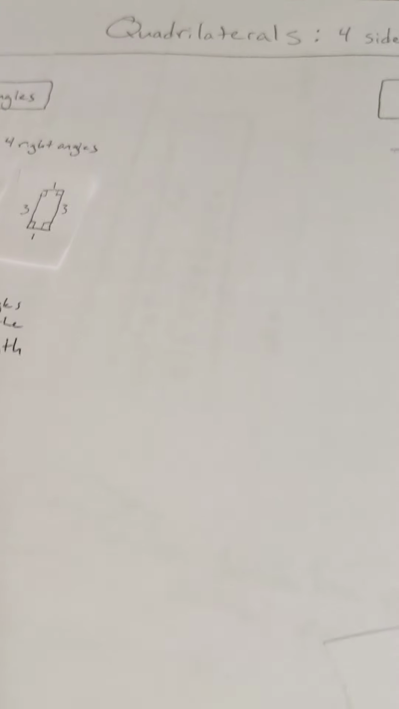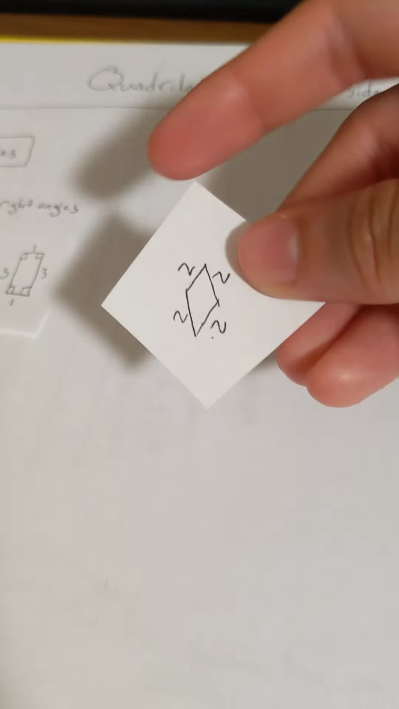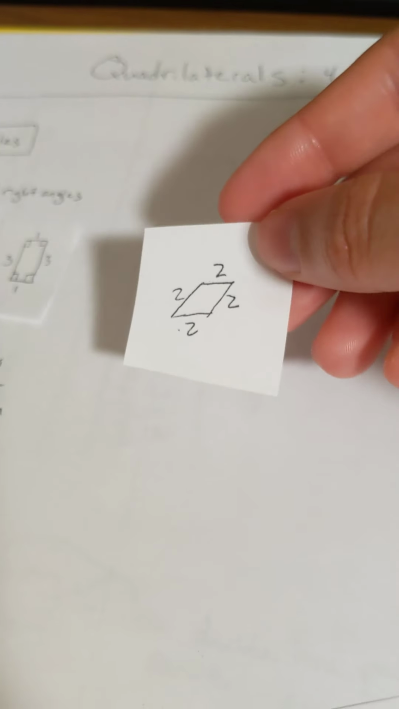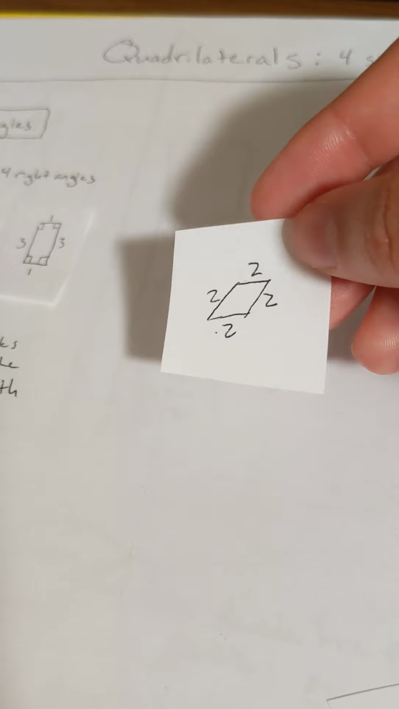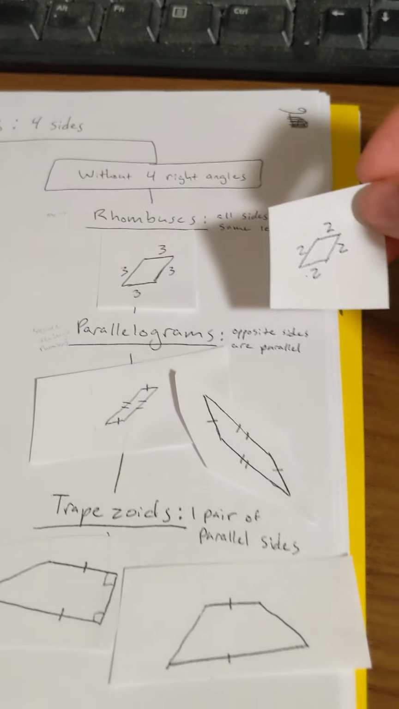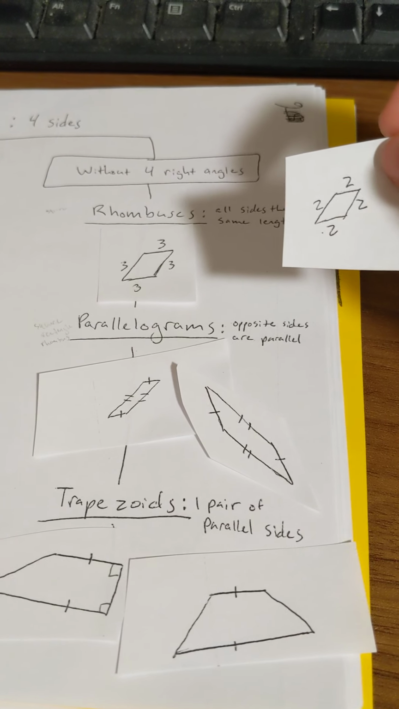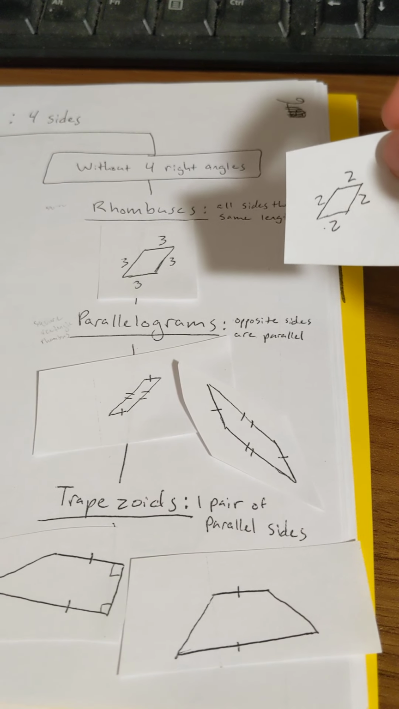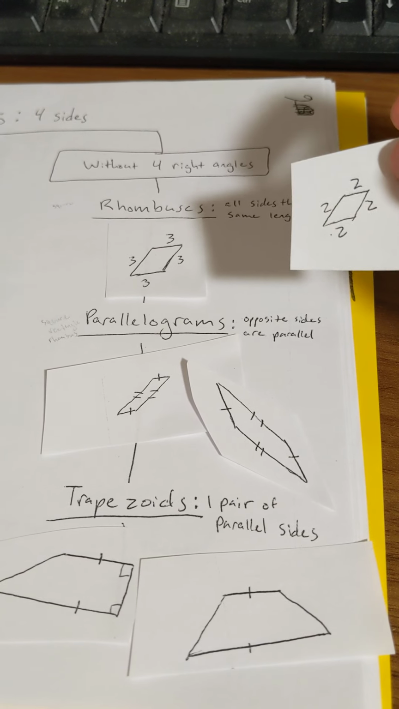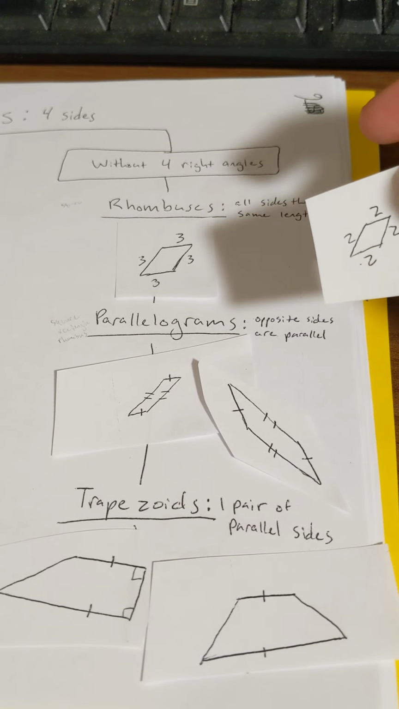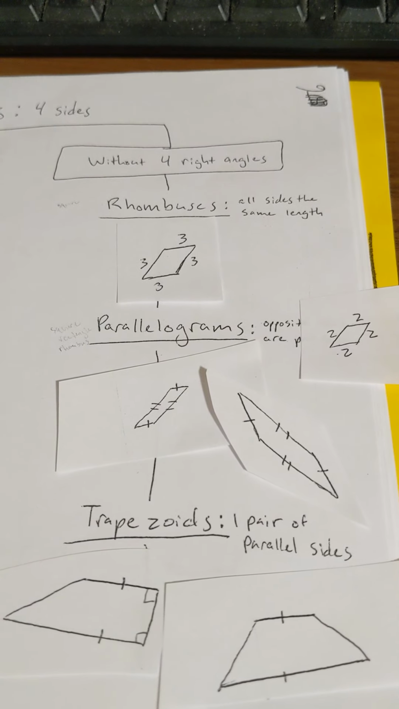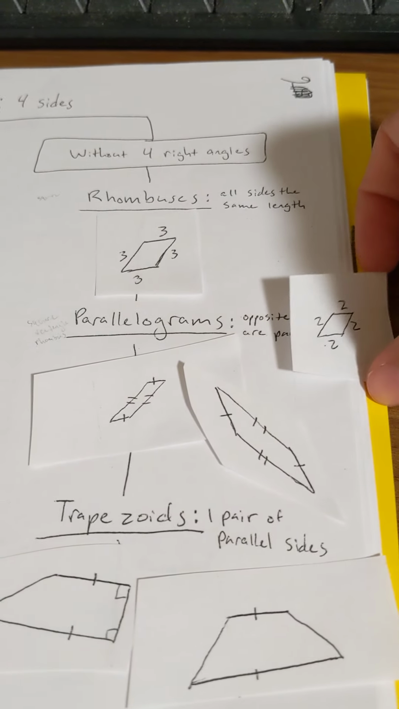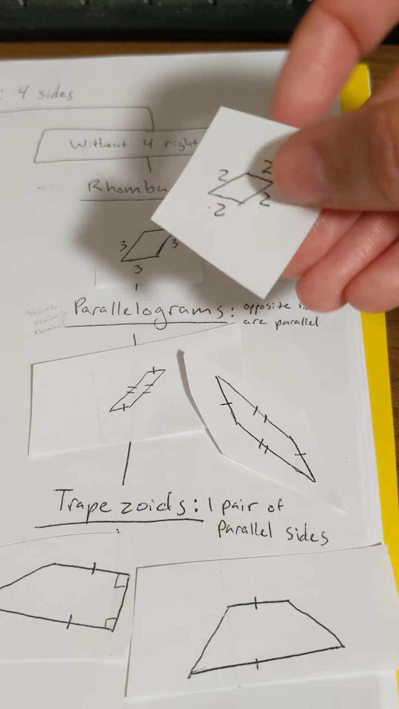Okay, and our last shape looks like this. Does it have 4 right angles? No, it doesn't. So, think in your brain, which category do you think this is going to go under? It's going to be rhombus, parallelogram, or trapezoid. You might even have 2 right answers. So pause the video and figure out which shape do you think this belongs to.